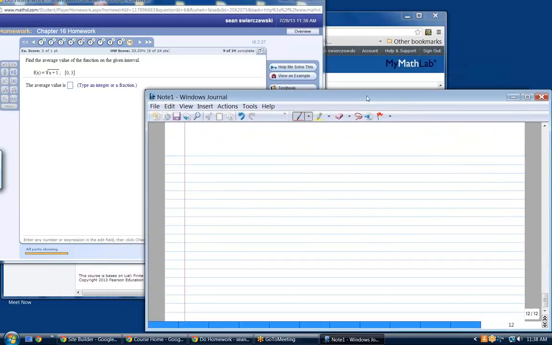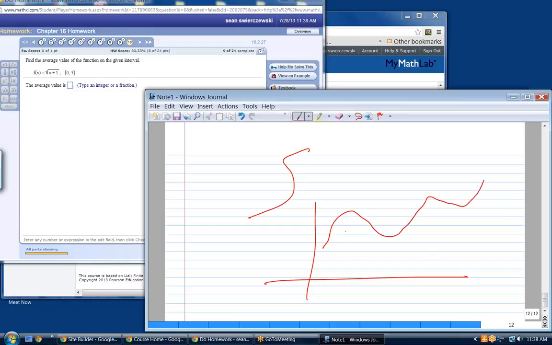Find the average value of the function on the given interval. Well, when I'm looking for average value, if I have a function, say like this, and I want the average value between 0.1 and 0.6, well, that's not easy to find without calculus. How would I determine what the average value on the y-axis is between those 2 points?